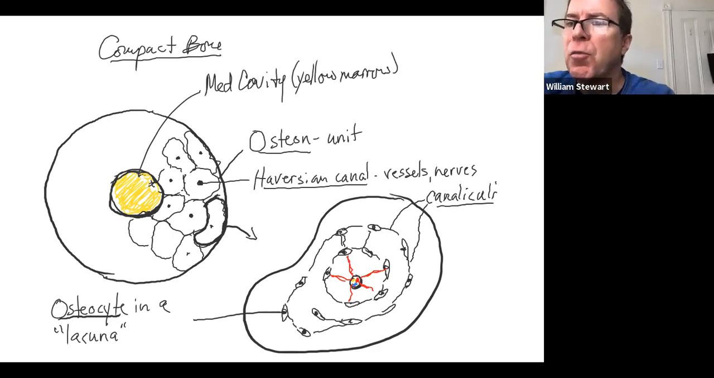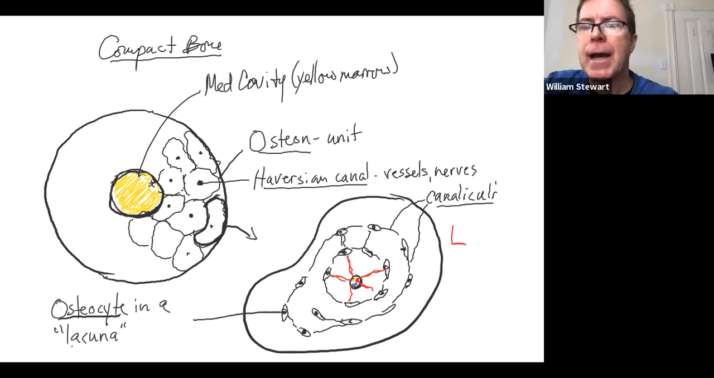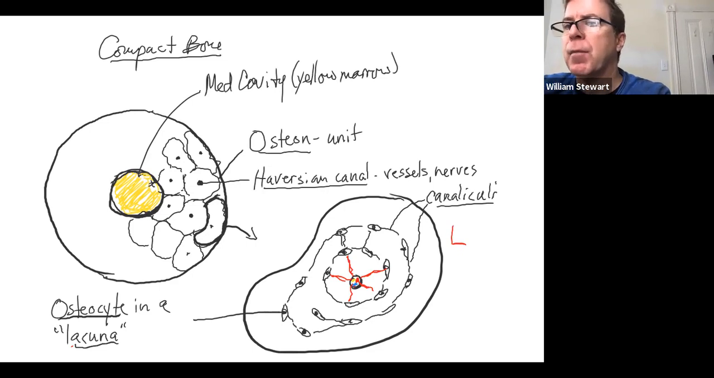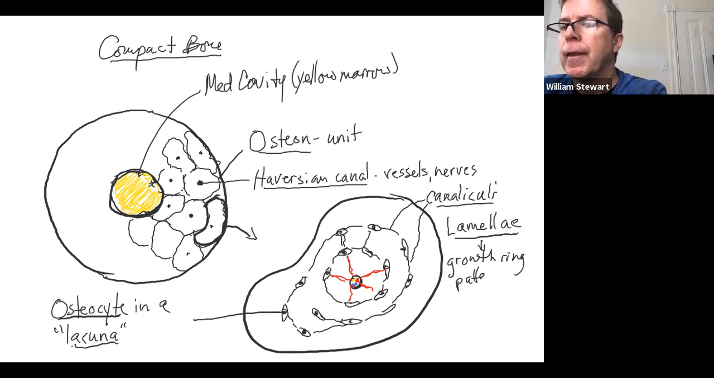The ring-like growth pattern, it sounds like lacuna, but it's not. The word, let me get my black pen back. The word lamella, with an E at the end, is plural. Lamellae refers to growth ring patterns of compact bone matrix.